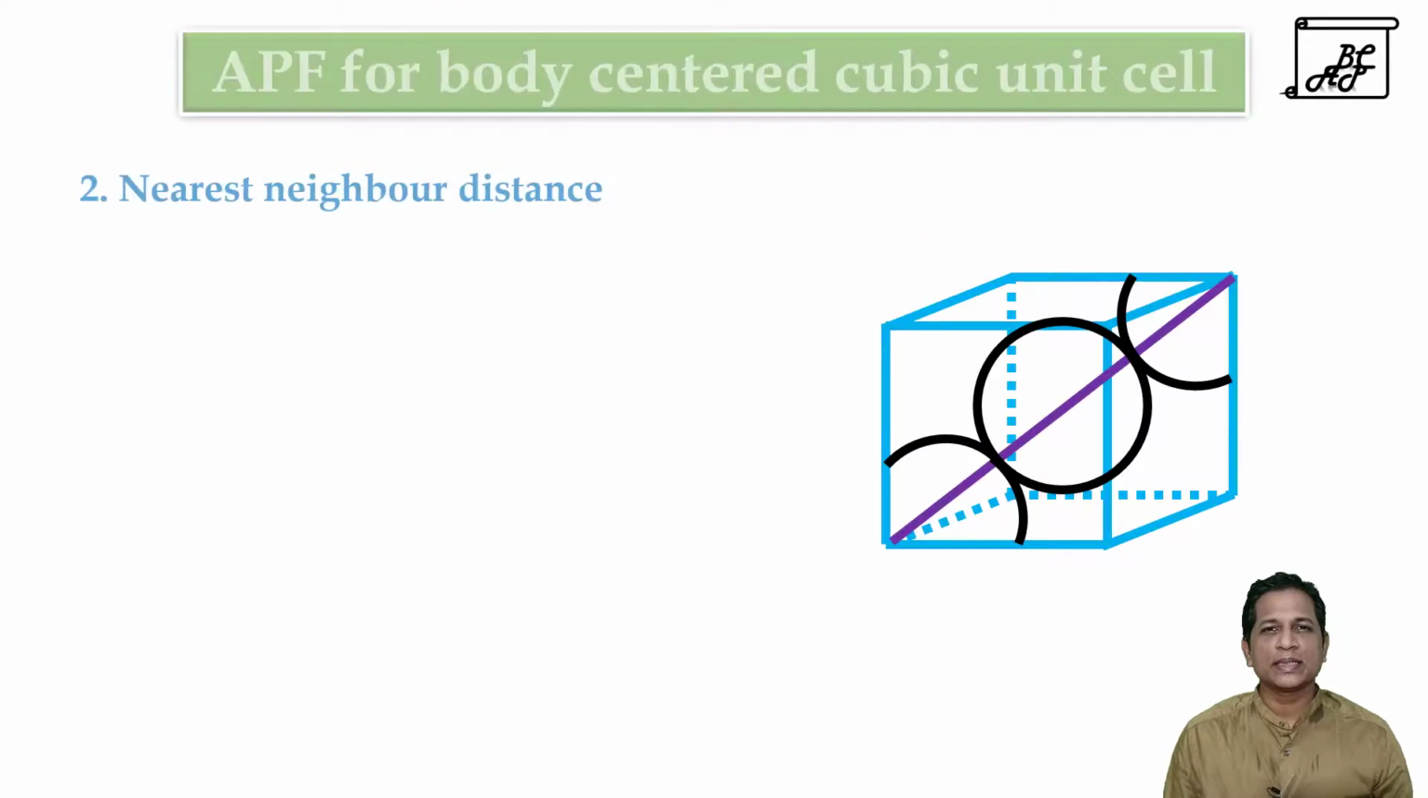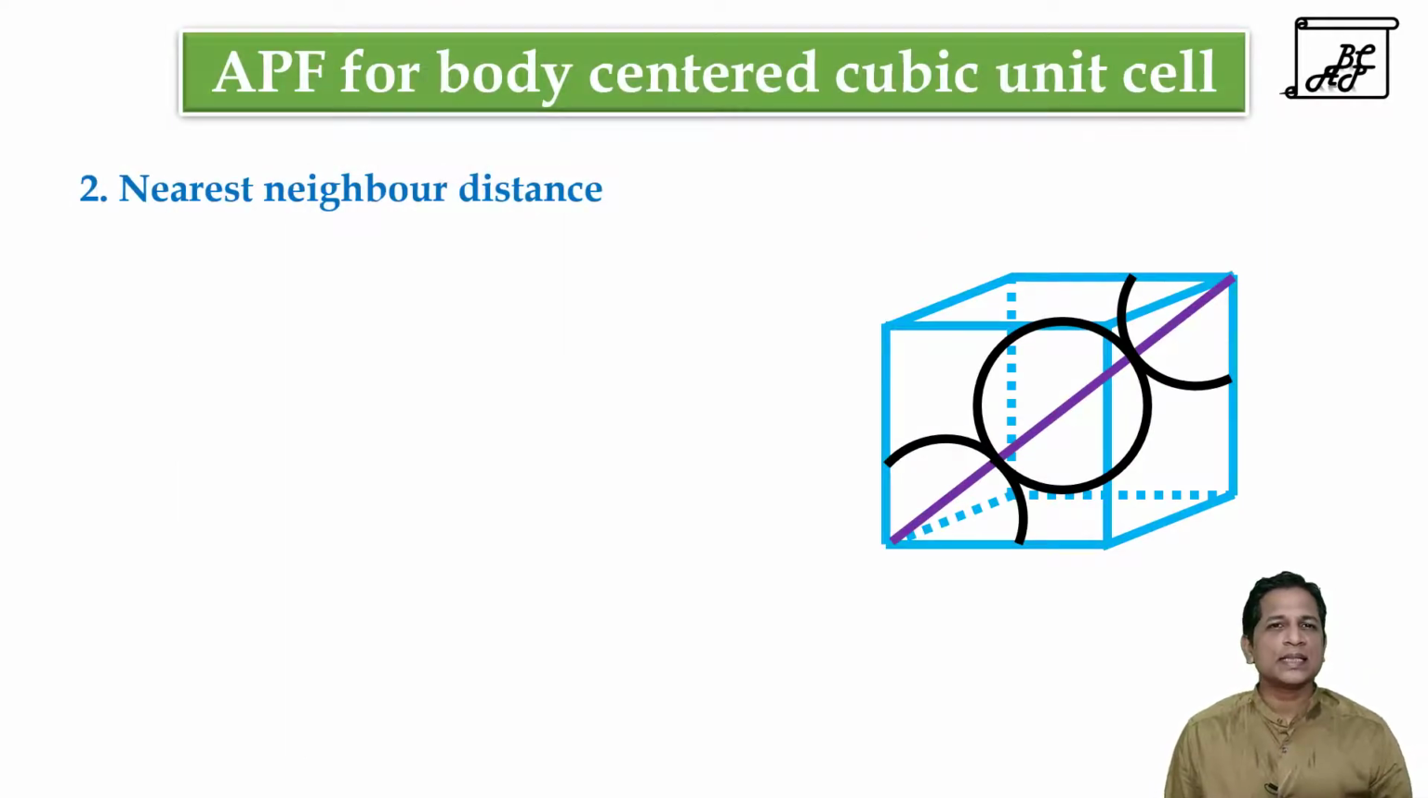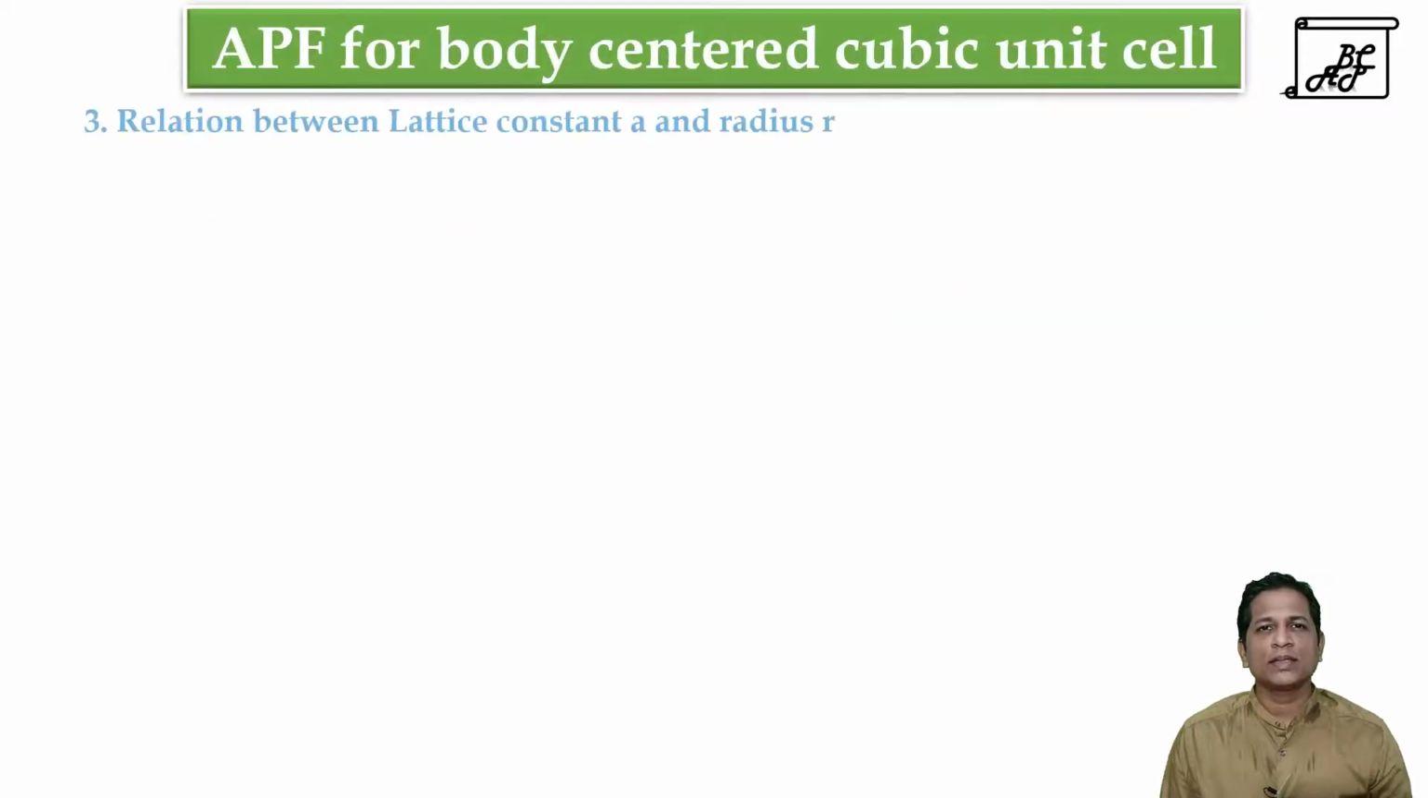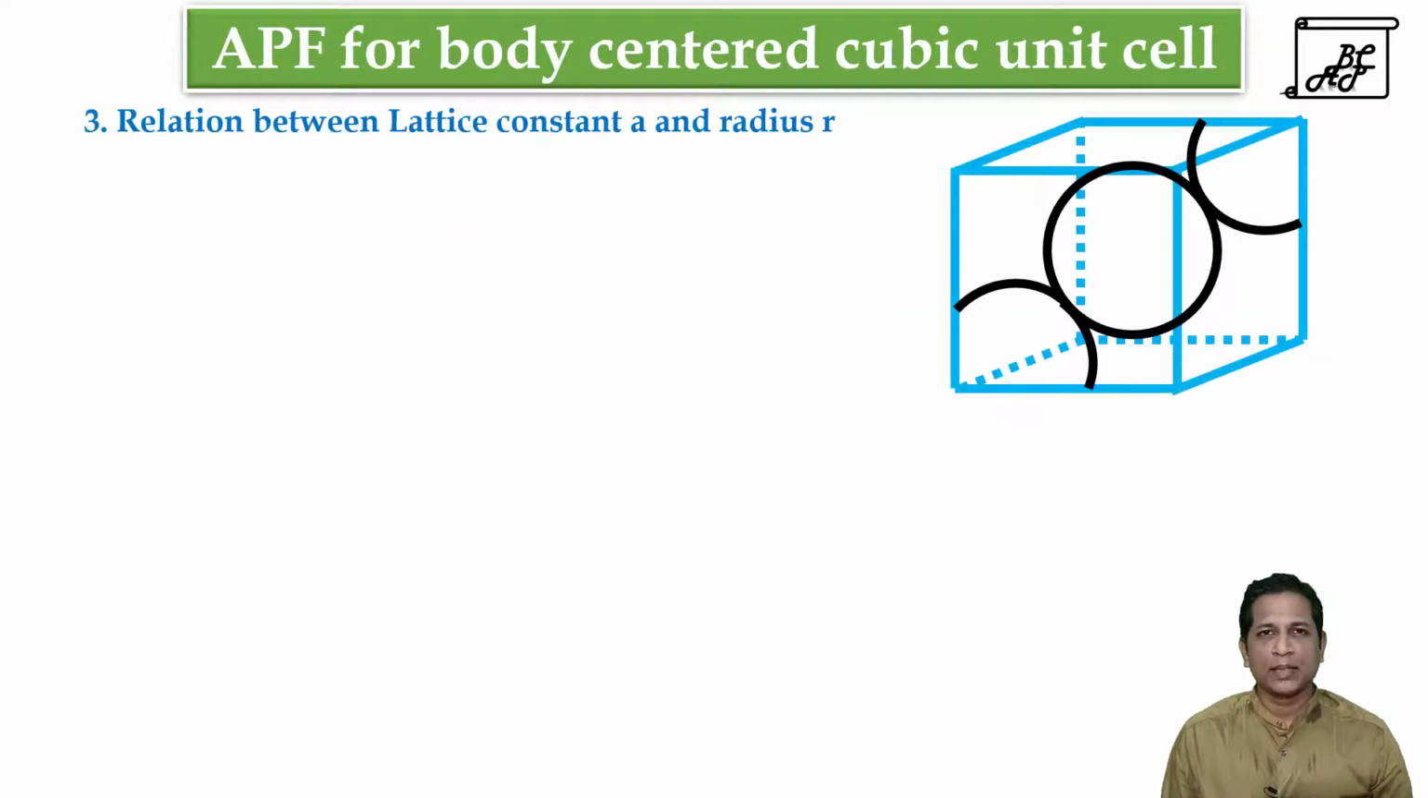Let's move to the nearest neighbor distance. For this, consider this diagram and we have to consider 3 atoms along the body diagonal of the cube. The nearest neighbor distance is 2r, but we have to find out the relation between nearest neighbor distance and lattice constant. For this, we have to consider the same diagram and we will consider 4 atoms at 4 corners A, B, C and D. We have to find out the body diagonal AD.